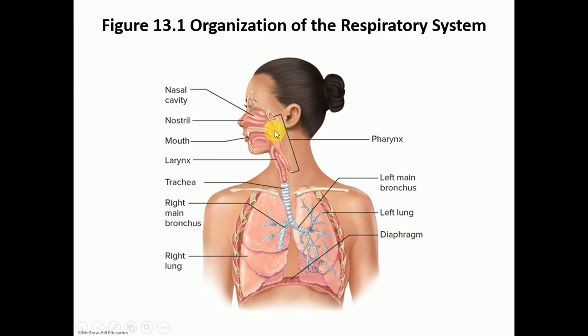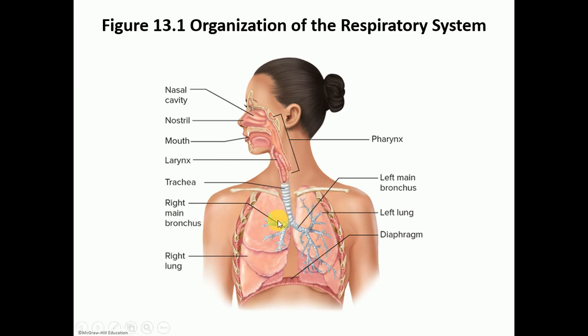We also have the pharynx, and with the pharynx, we kind of talked about it in detail when we discussed the digestive system. It is shared between the respiratory and the digestive system. The larynx, that's where your vocal cords are. And up until the larynx, any infection in any of these areas is considered an upper respiratory tract infection. Anything beyond the larynx would be a lower respiratory tract infection.